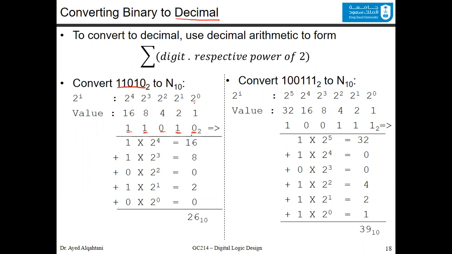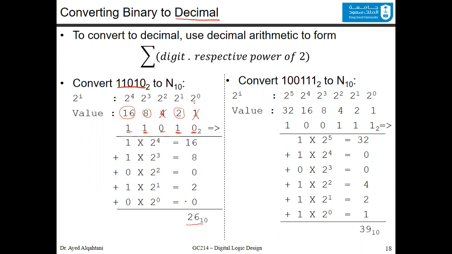So what to do? If there is a 0 in the position, you don't add its power value. So we cross this because there is a 0 here, and we cross this. We only care about the positions that have the value 1 in the binary system. So we add 2, 8, and 16. If you add them together, 16 plus 8 plus 2, it's 26. This is a quick way of representing this.